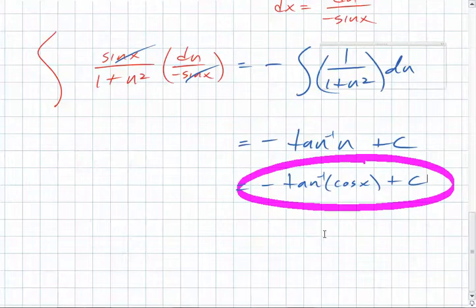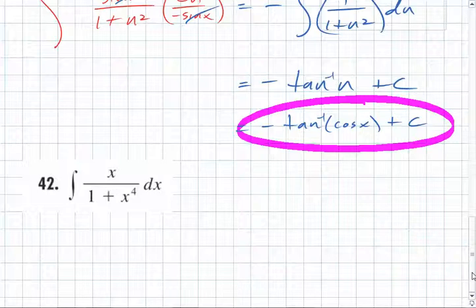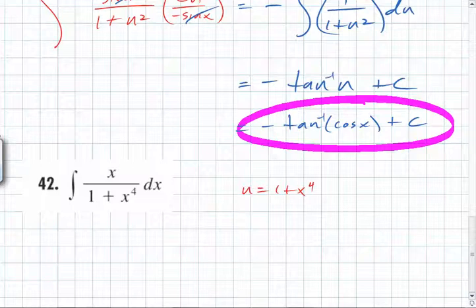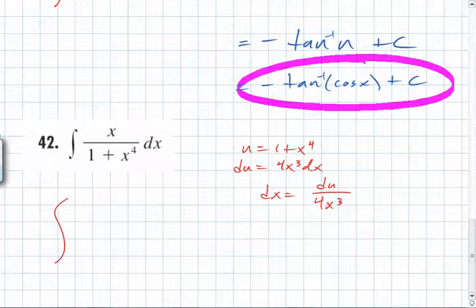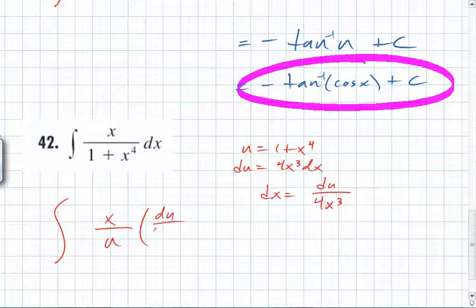Okay, so this one looks a little challenging. What did you try first? What do you think I would try first? Yeah, I would try 1 plus x to the fourth first and see what happens. What does du equal? 4x dx. So dx is equal to du over. Now we substitute, and what do we get? x over u times du over.